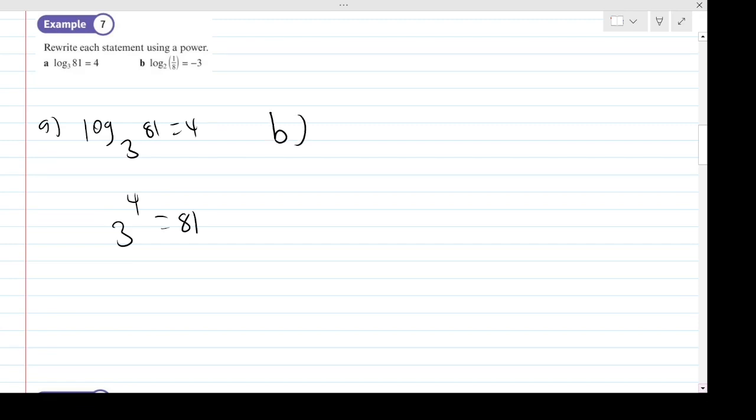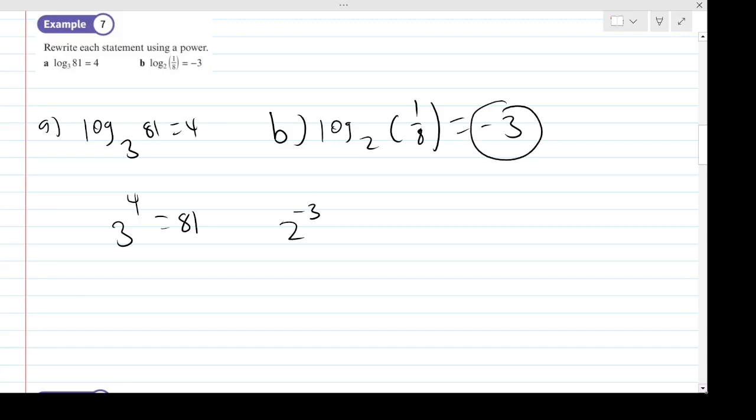Part B, we have log base 2 of an 8th is minus 3, sorry. And so then, if we convert that to an exponential, well, our base is 2, and then it gives me my power of minus 3. And then that has to equal an 8th, okay?